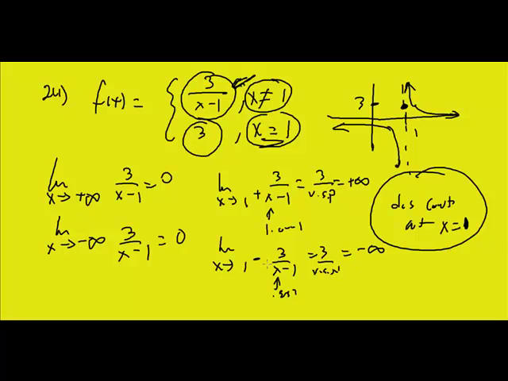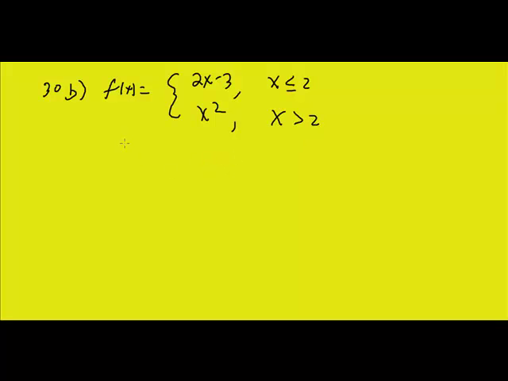Alright, so let's do one more example. I know it's a long lesson. So this is number 30, b. It's a piecewise function. They say f of x is equal to 2x minus 3 when x is less than or equal to 2, and x squared when x is greater than 2. Alright, I have to check for continuity.